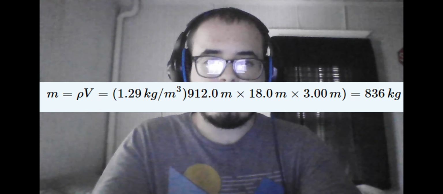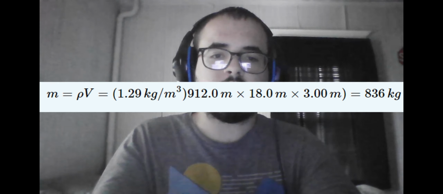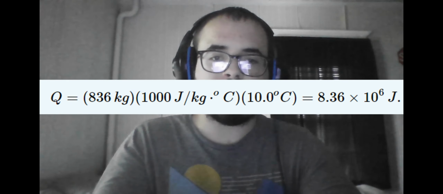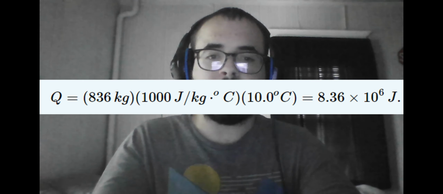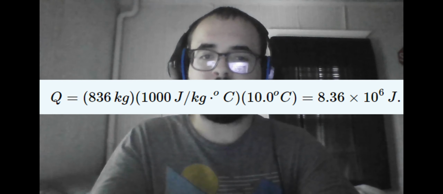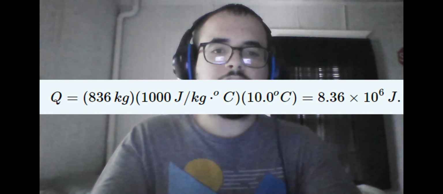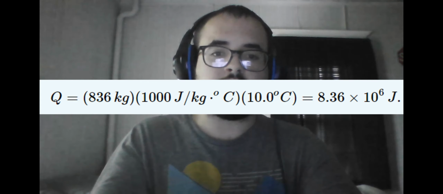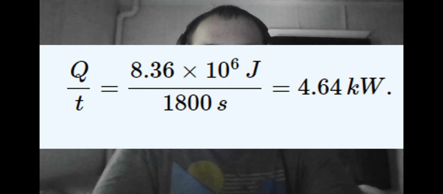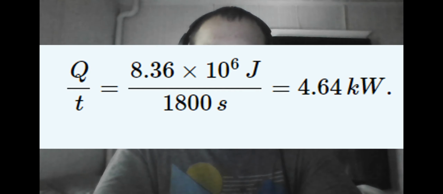So then we plug in 10 degrees Celsius for the change in temperature, as that is what we are asked to find, and then we plug in the specific heat capacity for air, which also must be looked up. And then we see, because this is heat transfer over time, you have to divide this result by t, and you get a heat transfer rate of exactly 4.64 kilojoules per second, or kilowatts.